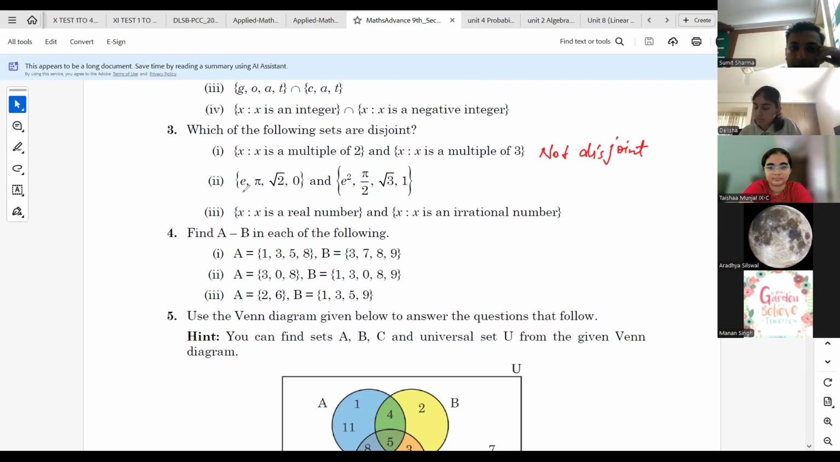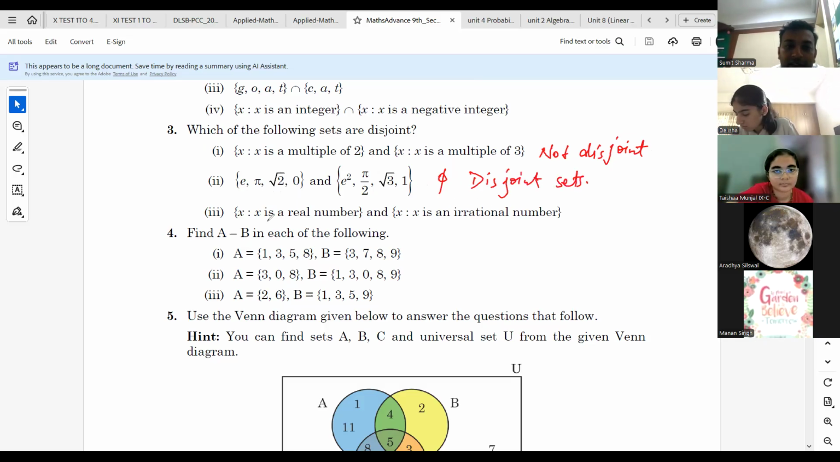Similarly here, you have to check whether there is a common element between these two. In the second part, e is here but here we have e square, which is not common. Pi is here and here we have pi by 2, which is also not common. These are both different. Root 2, root 3, 0, 1. So there is nothing common. The intersection is phi. So therefore these are disjoint sets. Right?